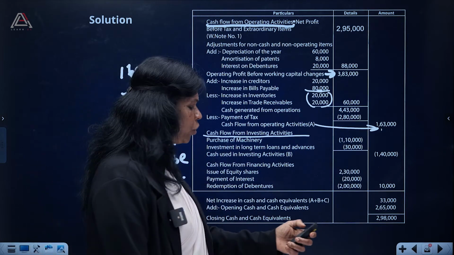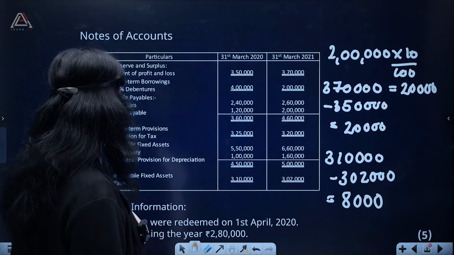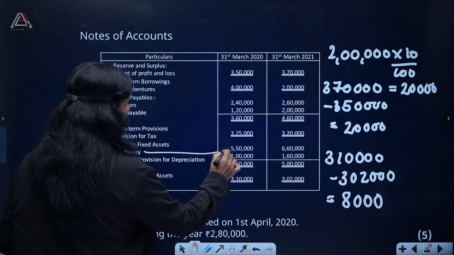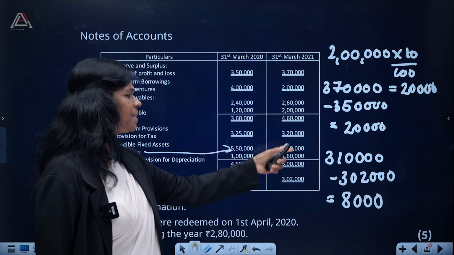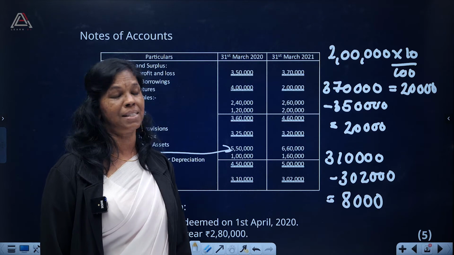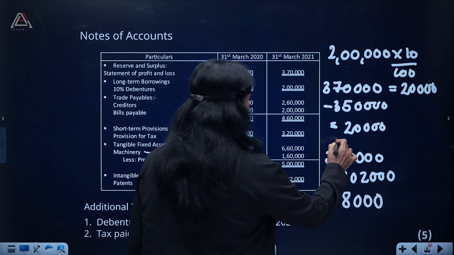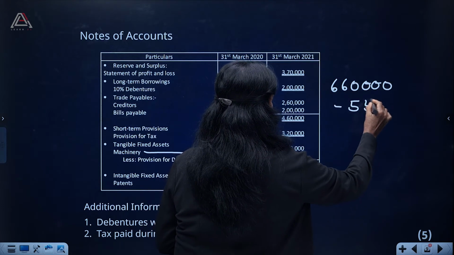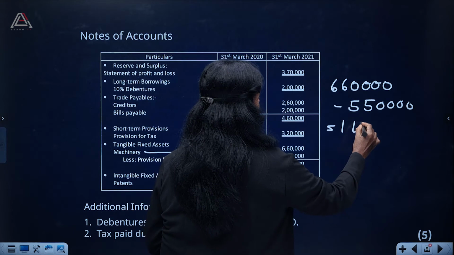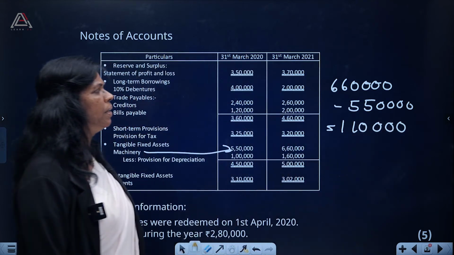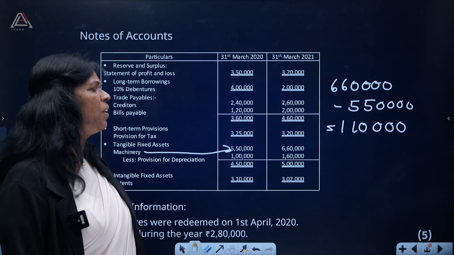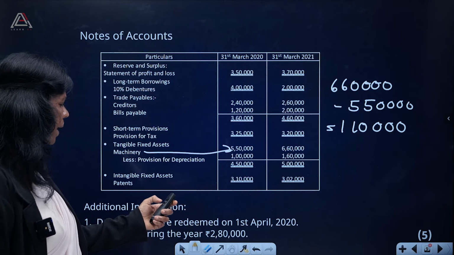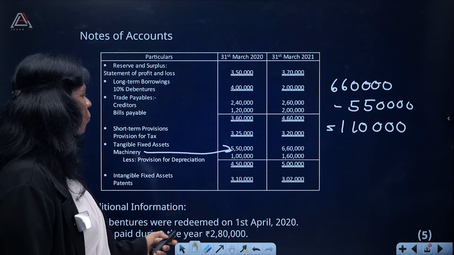Then let us come back to the question. See, machinery. This is the machinery amount. First year 5,50,000. Second year how much is it? 6,60,000. What is the difference? 6,60,000 minus 5,50,000, that is 1,10,000. Since it is cash payment, we have to put in bracket, or it is the application of fund.